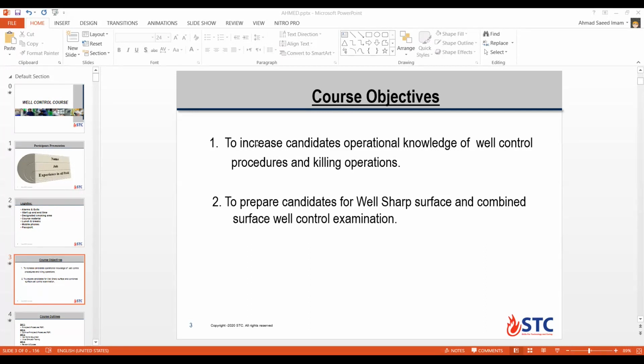So if we're gonna talk about our course, our course is divided into 2 main parts. First part is PMP, principle and procedure. Second part is equipment part. For the first part, principle and procedures, we're gonna talk about key principles like a kick, a blowout, okay? How to prevent a kick, how to prevent a blowout through a barrier.